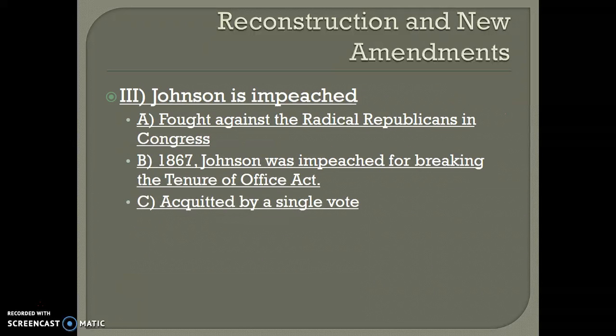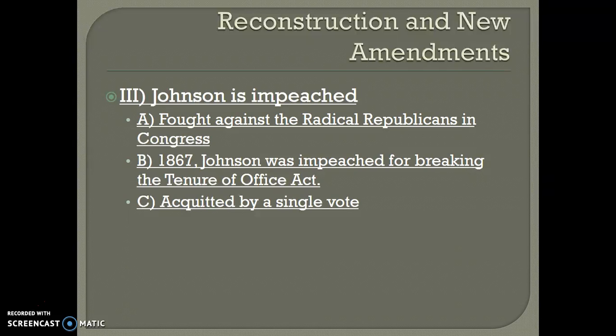So Andrew Johnson is the first president to be impeached. And really what this was is because he fought against the radical Republicans in Congress. He was dragged through these amendment processes and these protections, more or less kicking and screaming.